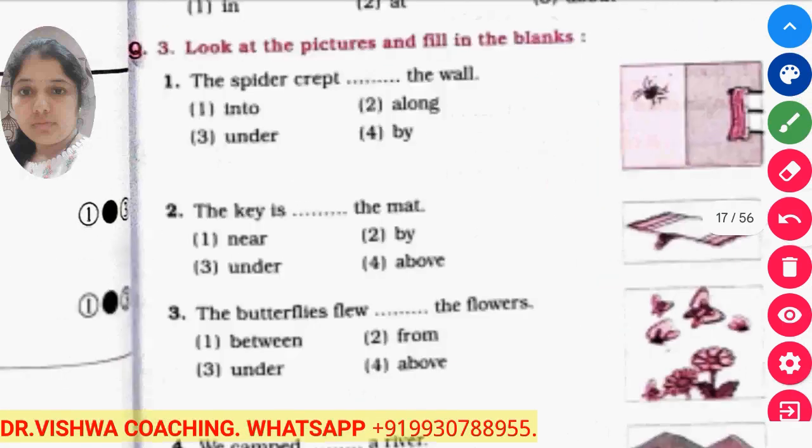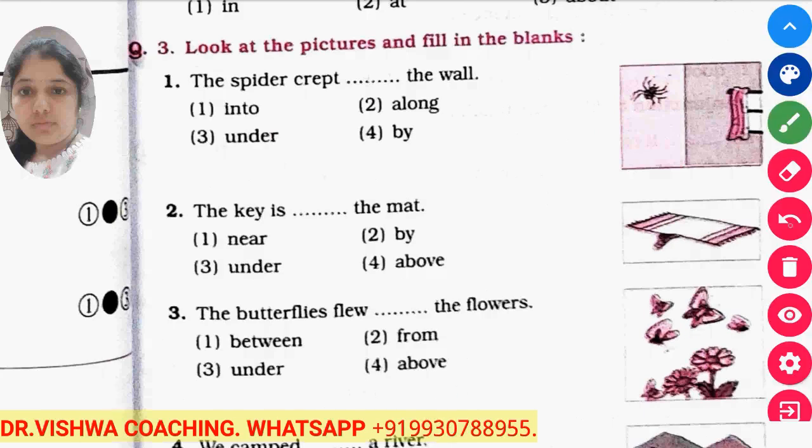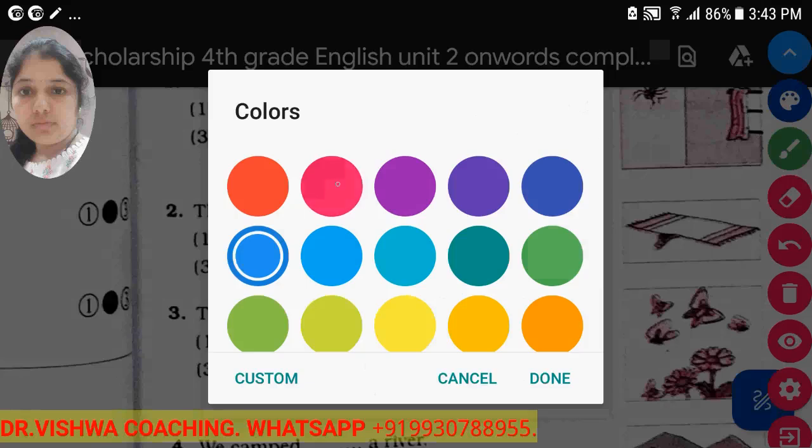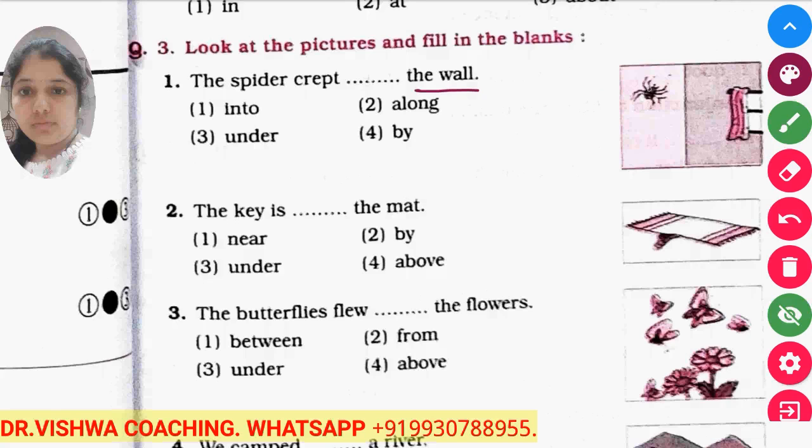We'll take the third one. Look at the picture and fill in the blank. Okay. Now the spider crept dash dash the wall. Given options are into, along, under and by. Now see, the spider does not go inside the wall, so into will not come. It is not moving under the wall, or by the wall. So the correct option is along the wall.